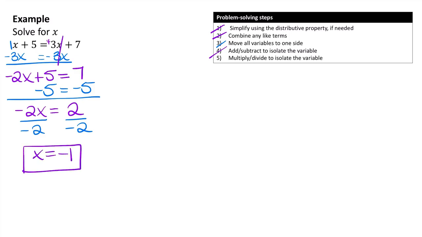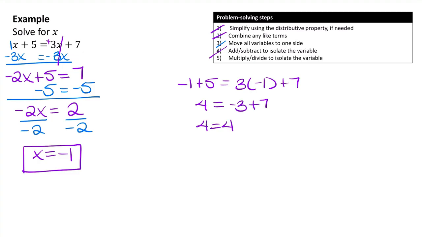So now that I have my answer, I can plug back in and check. That gives me negative 1 plus 5 equals 3 times negative 1 plus 7. Negative 1 plus 5 is 4. 3 times negative 1 is negative 3, so that does equal negative 3 plus 7, because I get 4 equals 4.